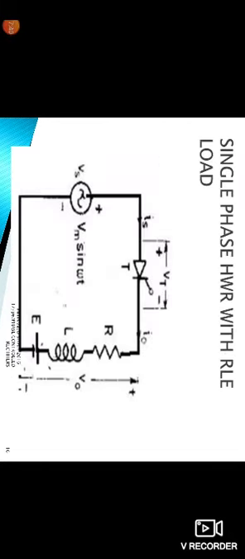Then we move on to the single phase half wave rectifier with resistor, inductor and applied voltage, that is E. Here the input side is Vm sin omega t. This is the input applied voltage, Is is the source current, and T is the thyristor. Vt is the voltage across the thyristor, and the RLE load is connected to the output. The output current is I0.